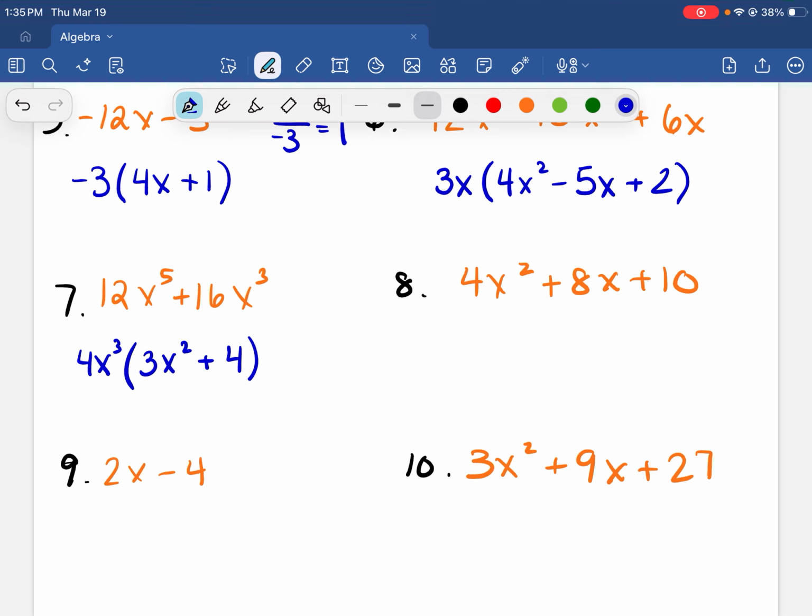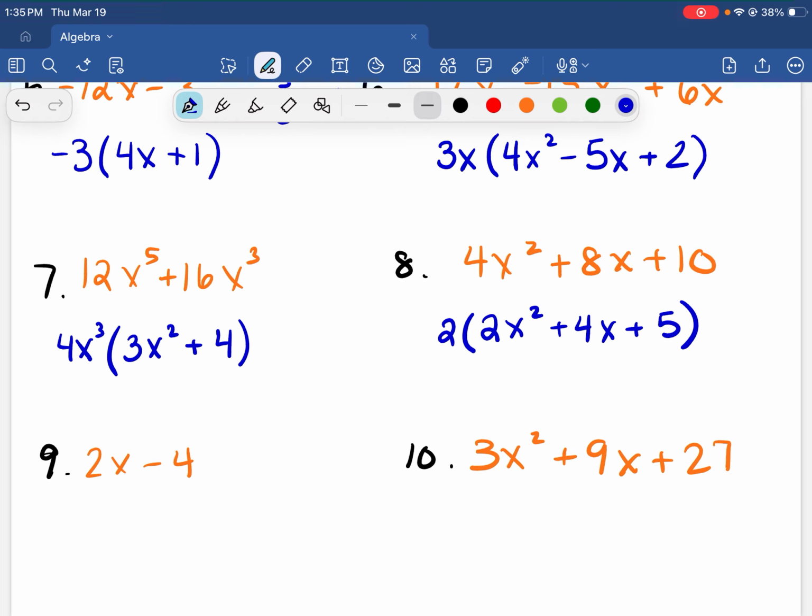Number 8, 4, 8, and 10. 10 does not have an x, so we're not going to factor out any letters here, any variables. 4, 8, and 10 are all divisible by 2, so I'll factor a 2 out. 4 divided by 2 is 2. 8 divided by 2 is 4. And 10 divided by 2 is 5. And these last two here, 2x minus 4. 2 and 4 are both divisible by 2, so I'll factor 2 out, and I'm left with 1x minus 2.